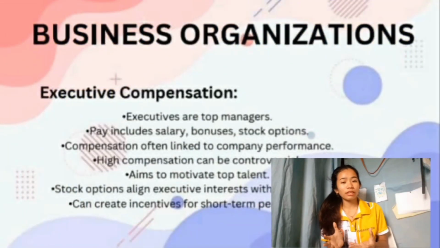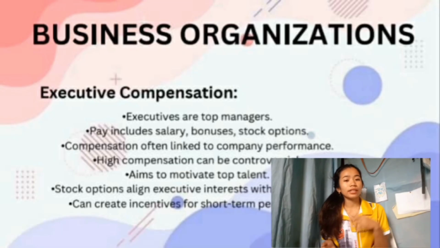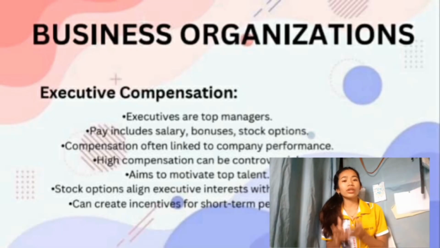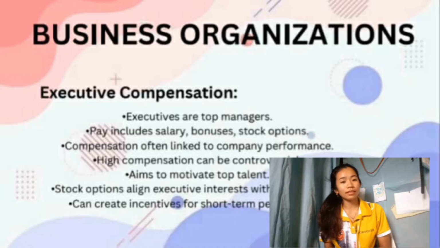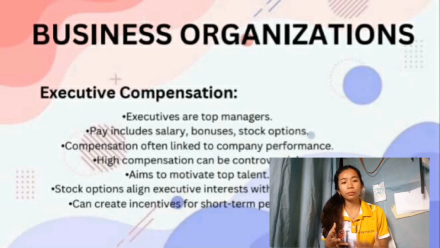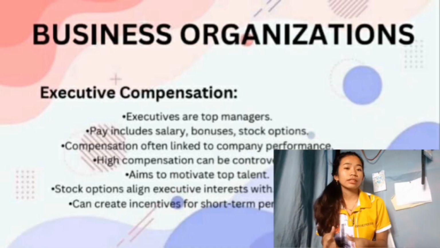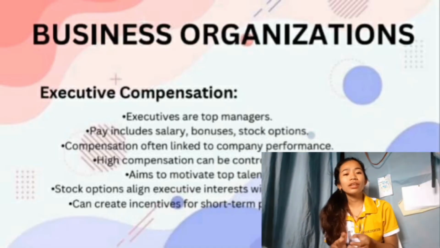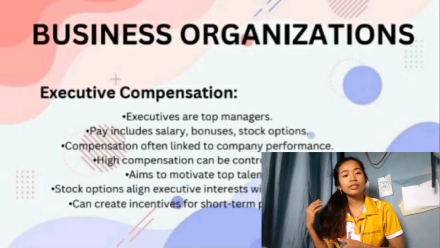Lastly, we have executive compensation, which refers to how top managers or executives are paid in a company. Executives are the top managers or the people who hold high positions in the business, such as the CEO, president, or vice president. Their pay usually includes salary, bonuses, and sometimes stock options, which means they can buy company shares at lower prices. Compensation is often linked to the company's performance. The main goal of giving these rewards is to motivate executives to perform well and make the company successful.